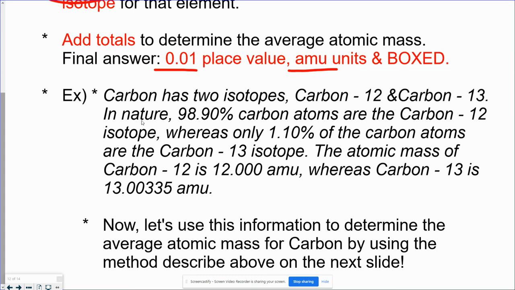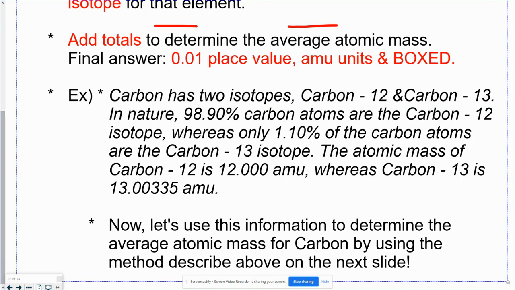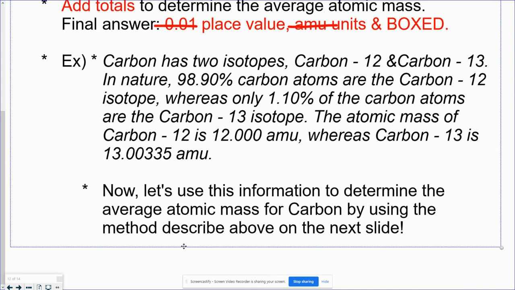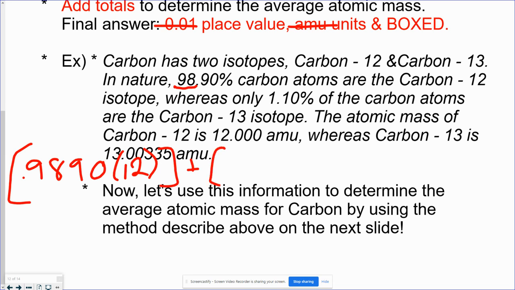Okay. Now, we're going to use this information. So I'm going to go ahead and work it right here. You're going to move the decimal place 2 places over to convert them. So you'll take 0.9890 times 12, that is carbon 12. Once you get that, you're going to add that answer to the answer of 0.0110 times 13.